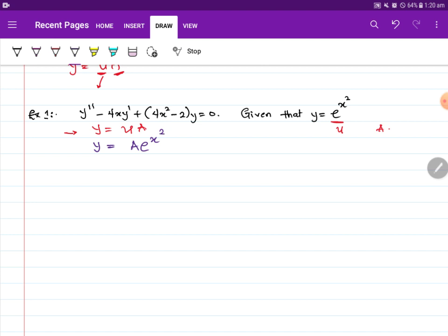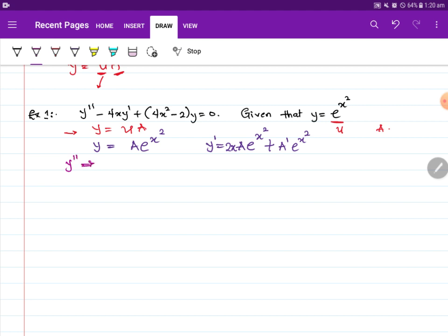Okay, now let's try to differentiate what is here. If I differentiate this, I have y' equal to, by product rule, write the first one, that's a, differentiate the second one, that's 2x e^(x²), plus write the second one, differentiate the first one, that's a' e^(x²). That's our first derivative. Confirm.